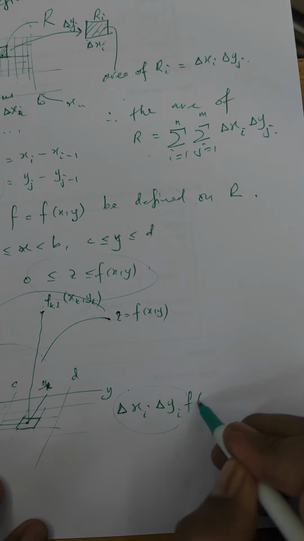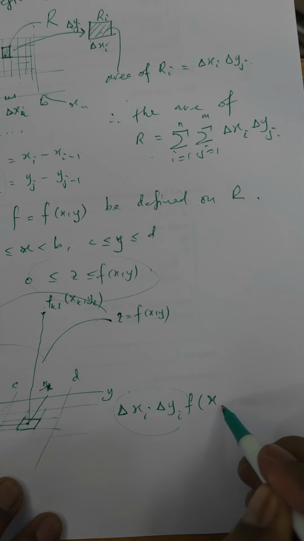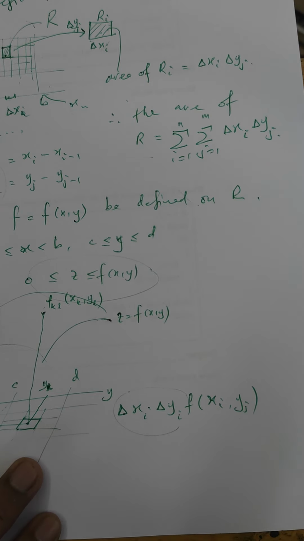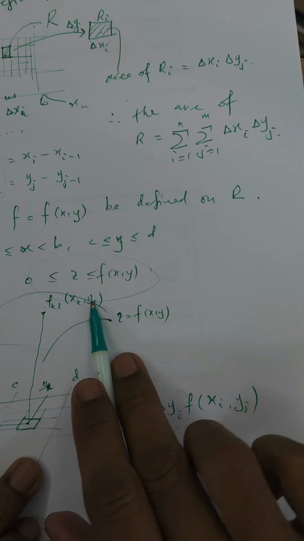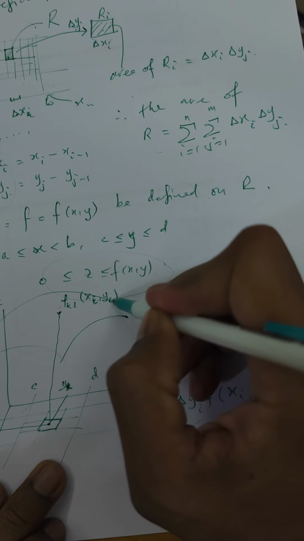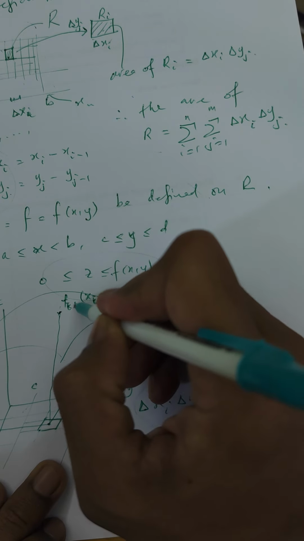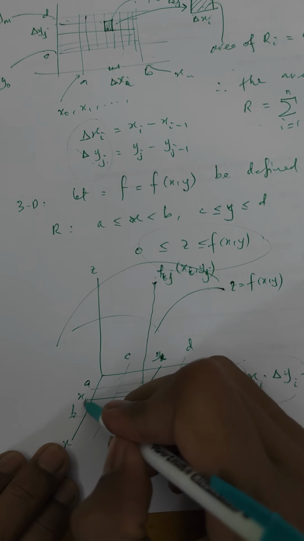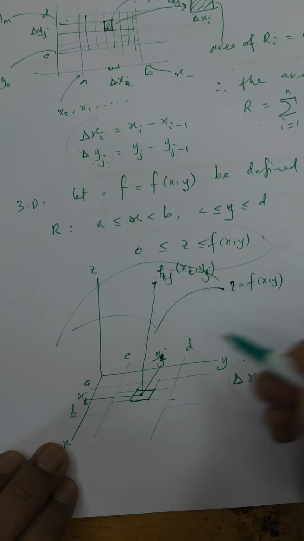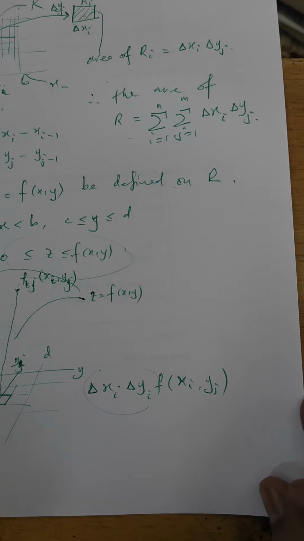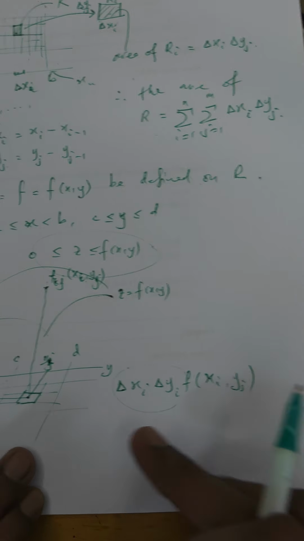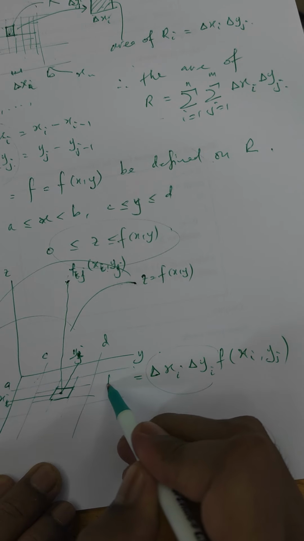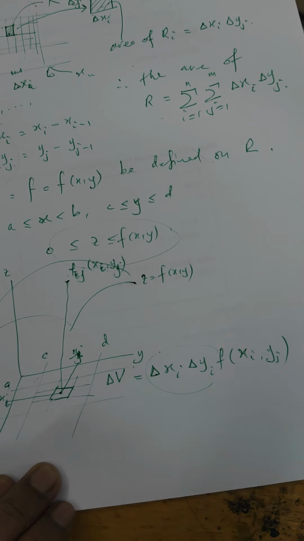So f at (x_i, y_j). Here I used k, so this is i, j. I think this one I also used i and j. So I can have those things, and what we have here is the volume of one of those values.